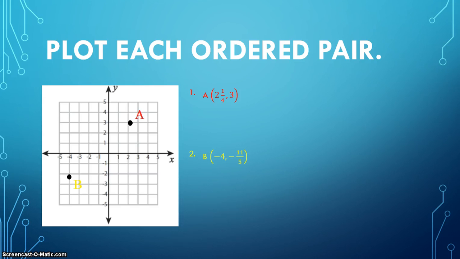Alright, so that right there is how we graph points with non-integers, either rational or irrational numbers. We just find where they are approximately going to be at, and then plot our points there.